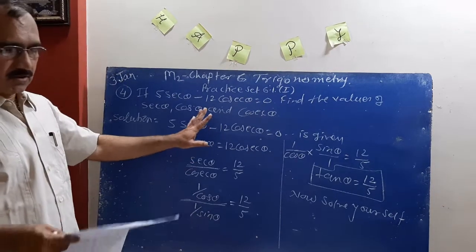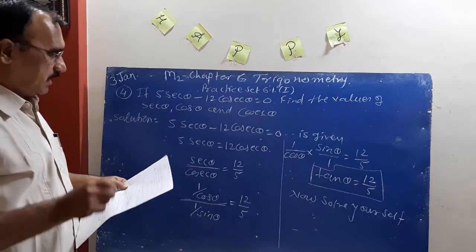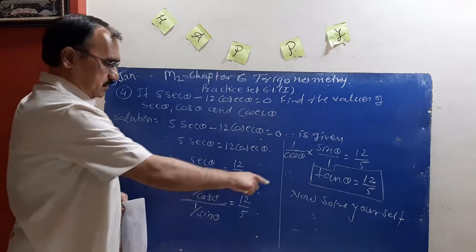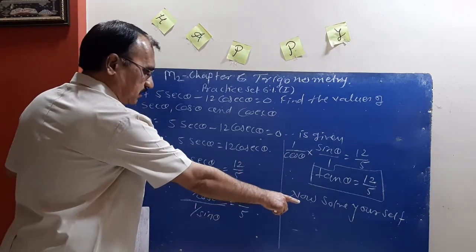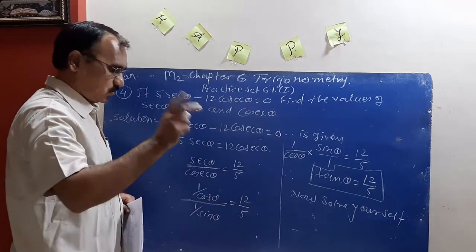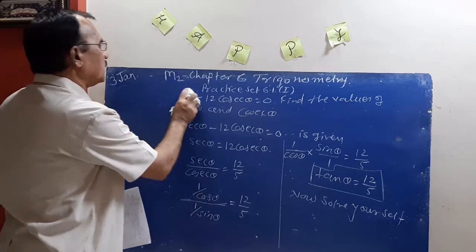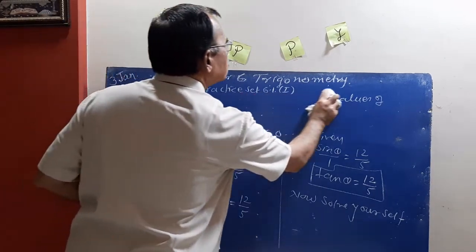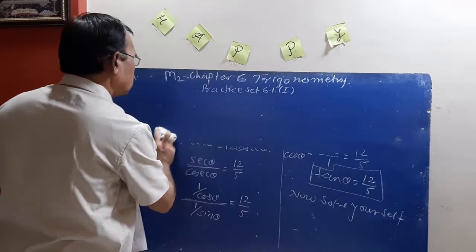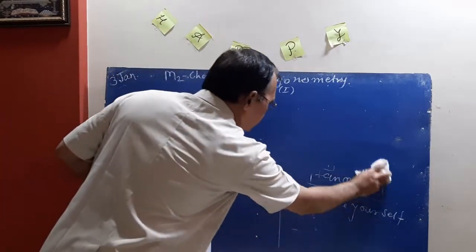Don't forget this. Solve yourself. And there is one next example which is very easy. This is tan theta. Now solve yourself and find the values of cosec theta, cos theta, and sec theta. Now the fifth one. There is also one minor change in the fifth example.